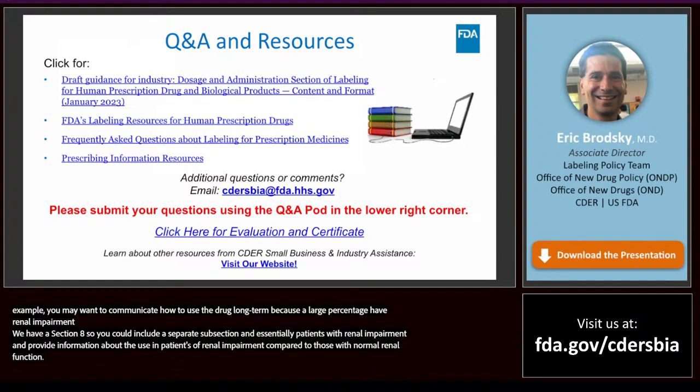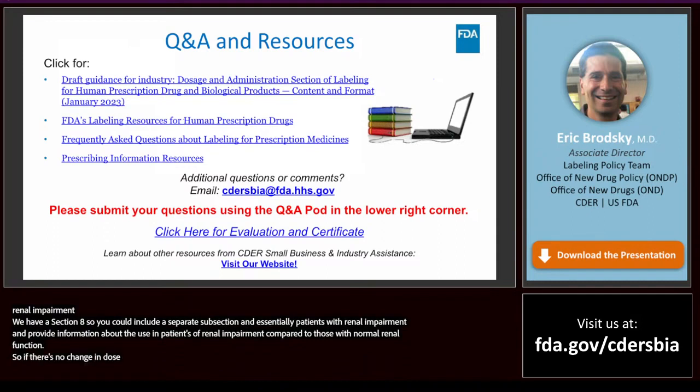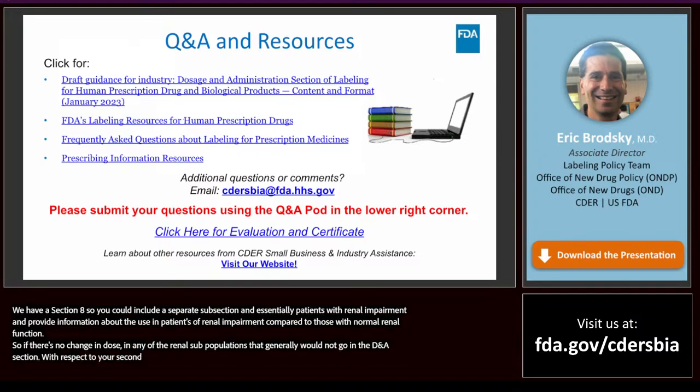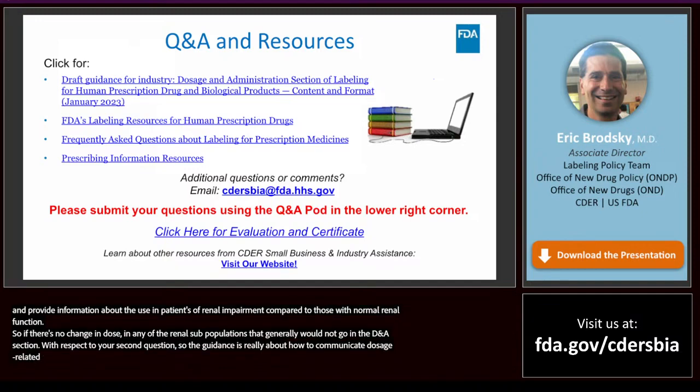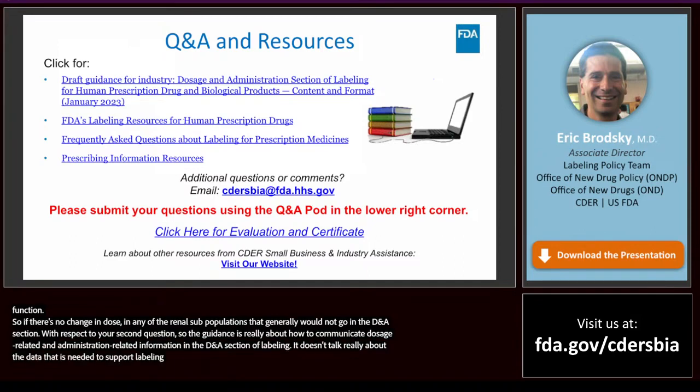So if there's no change in dose in any of the renal impairment subpopulations, that generally would not go in the D&A section. With respect to your second question, the guidance is really about how to communicate dosage and administration related information in the D&A section of labeling. It doesn't really talk about the data that is needed to support labeling statements.